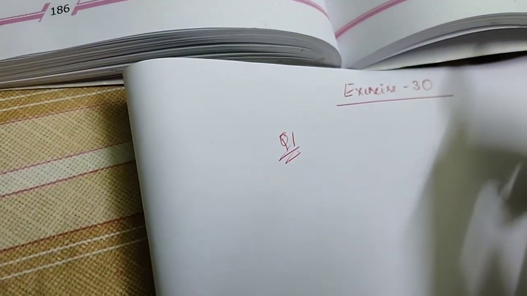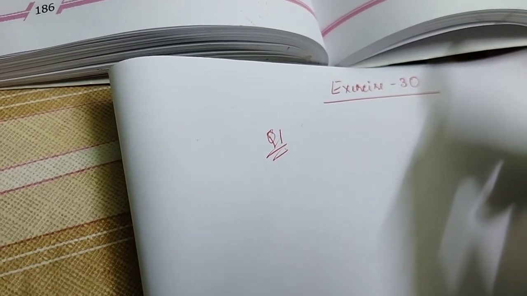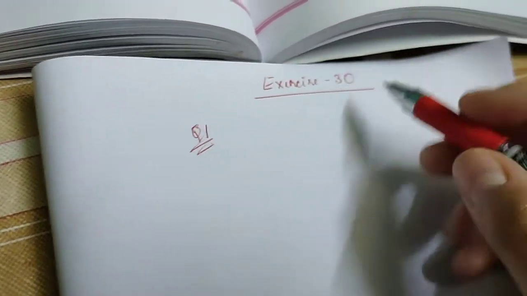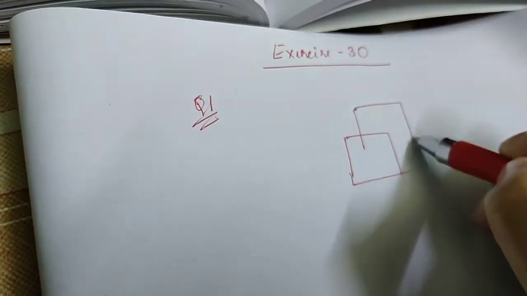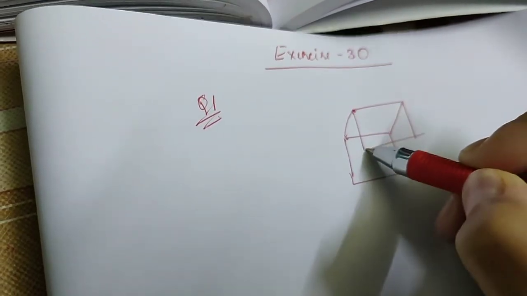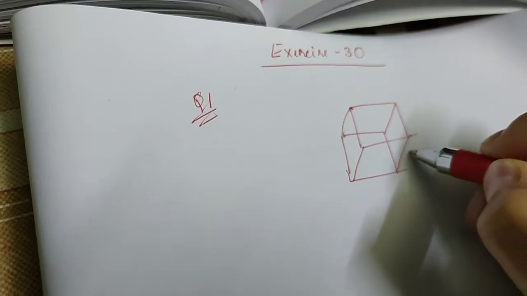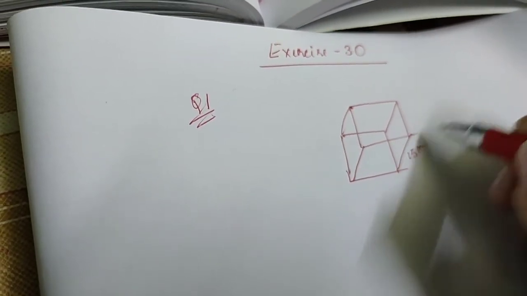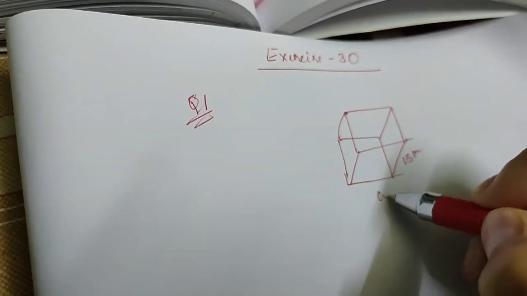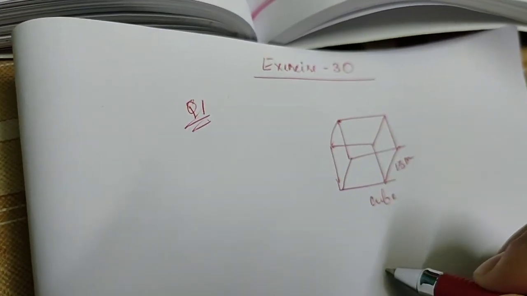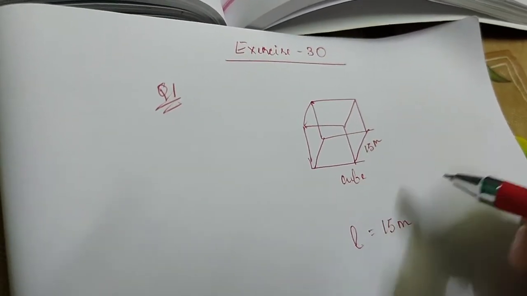Given, find the volume and surface area of a cube whose edge is 15 meter. Now they are telling a cube. Now what is a cube? All its sides are equal, isn't it? That is a cube. That means edge is 15 meter, so all the lengths are equal in a cube. So your L is going to be 15 meter.